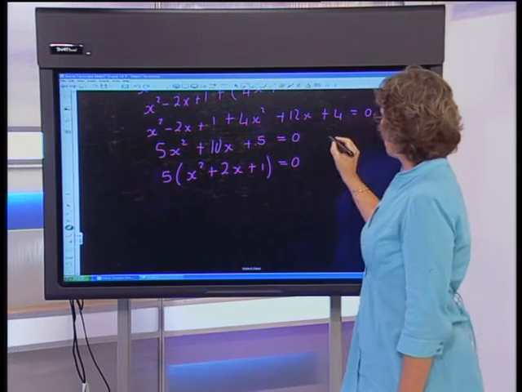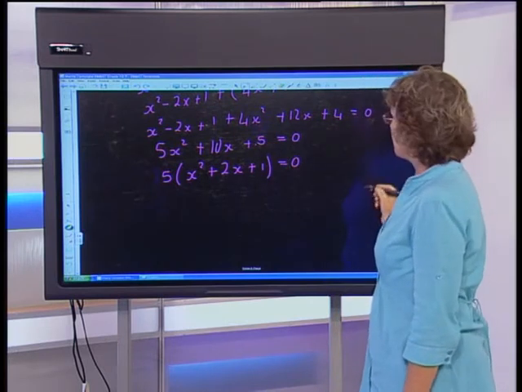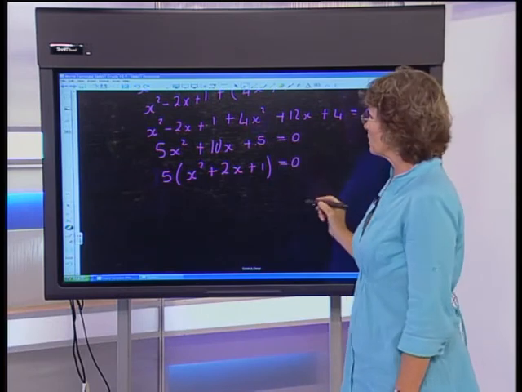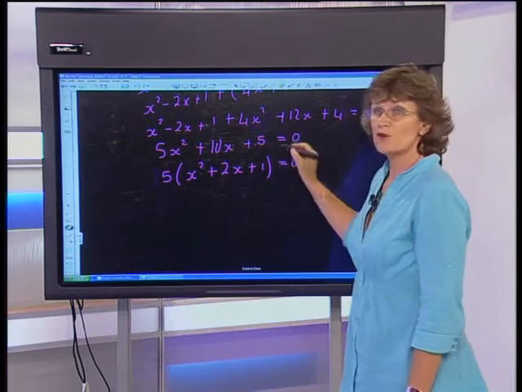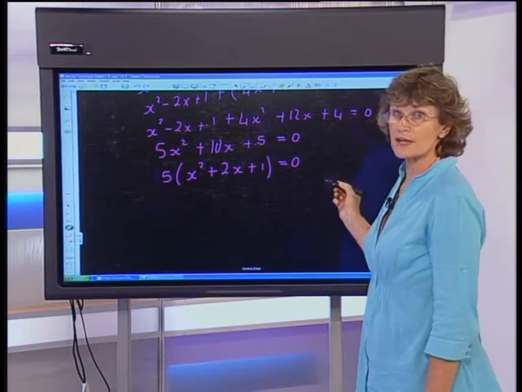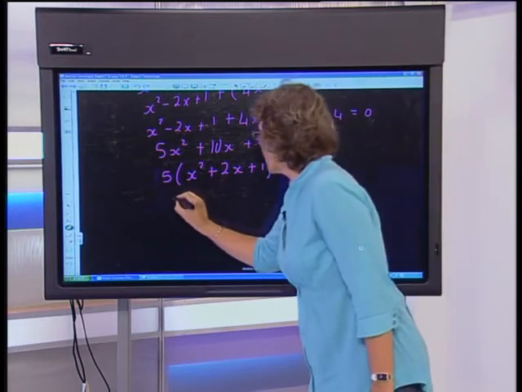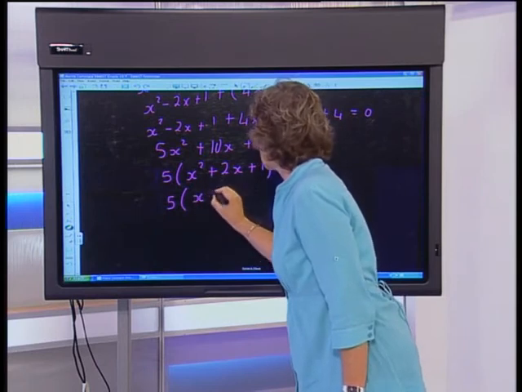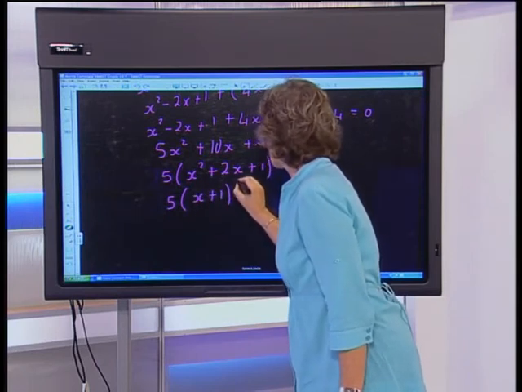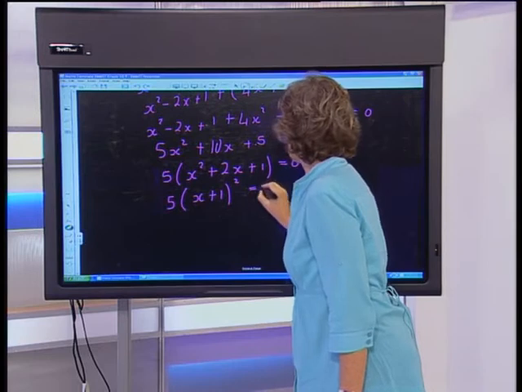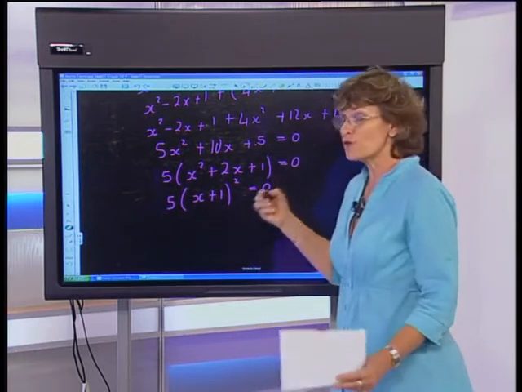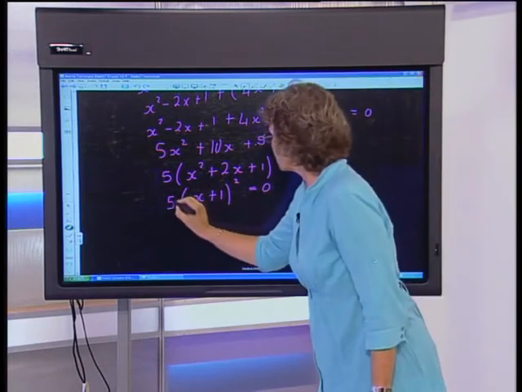Or, of course, you might need to have gone off and done your trinomial factorization. Or it might not have factorized, and in grade 11 that's possible, and you might have needed to use your quadratic formula. Right, so here, of course, what we recognize is that this is actually x plus 1 squared, because it is a perfect square trinomial.